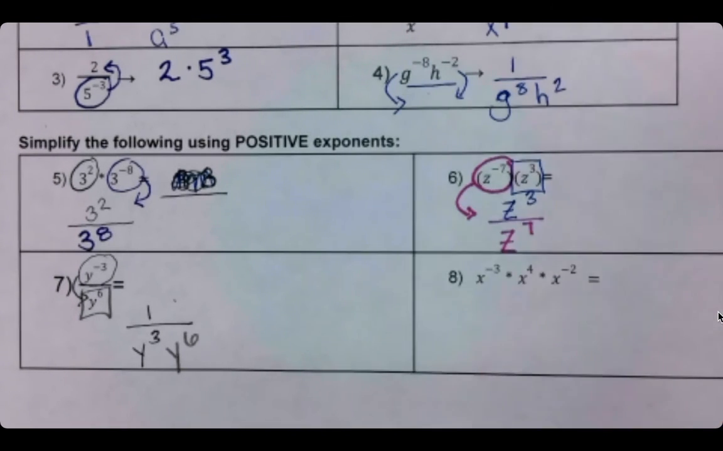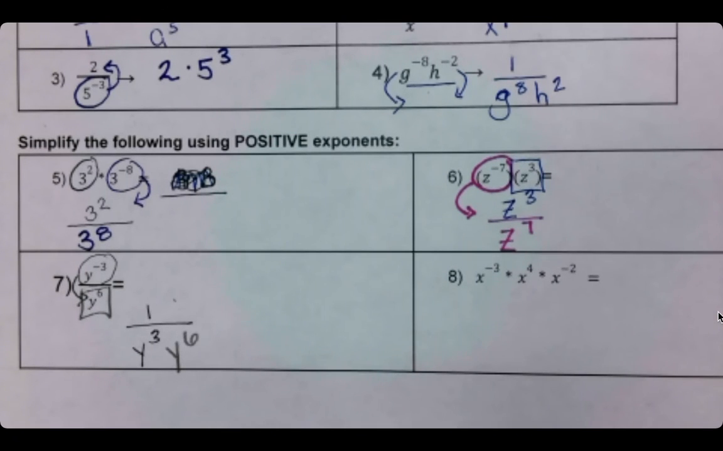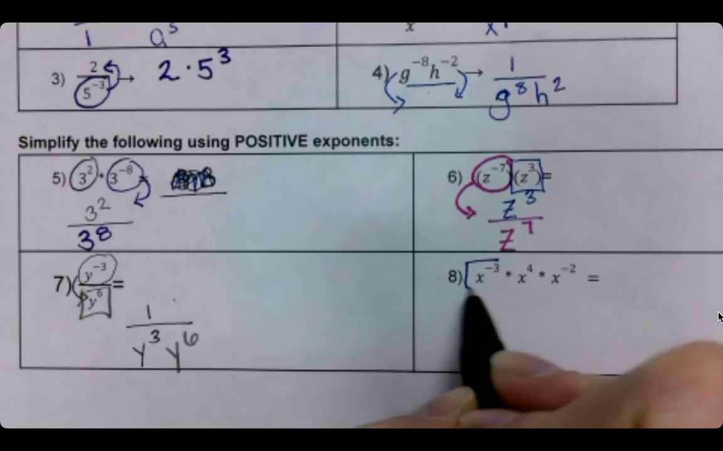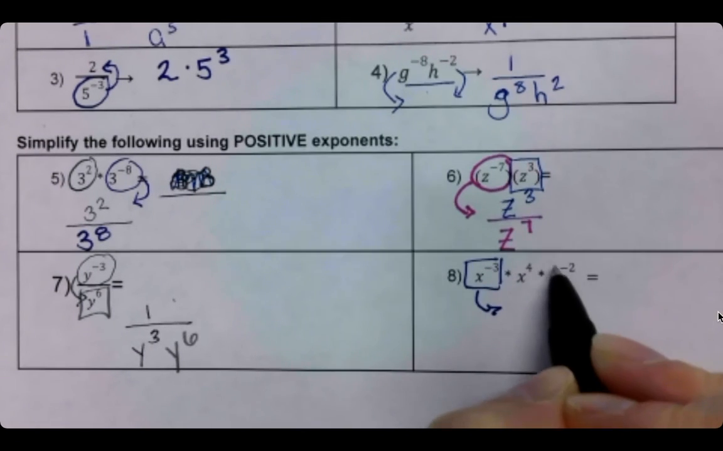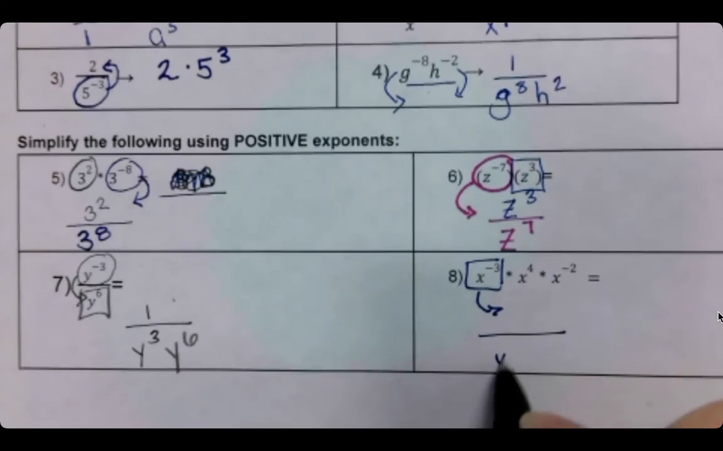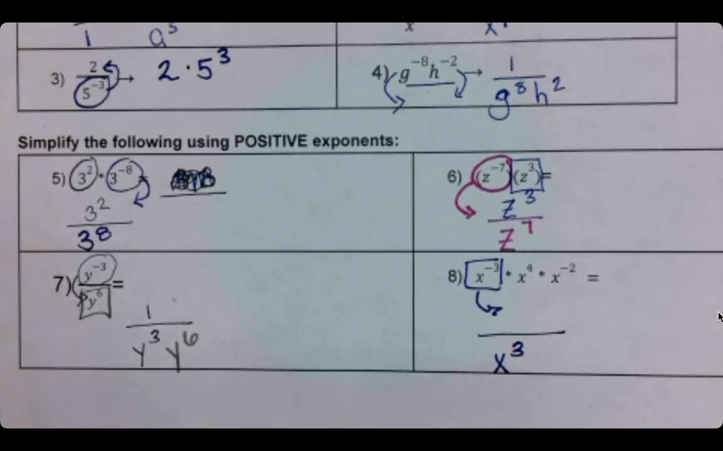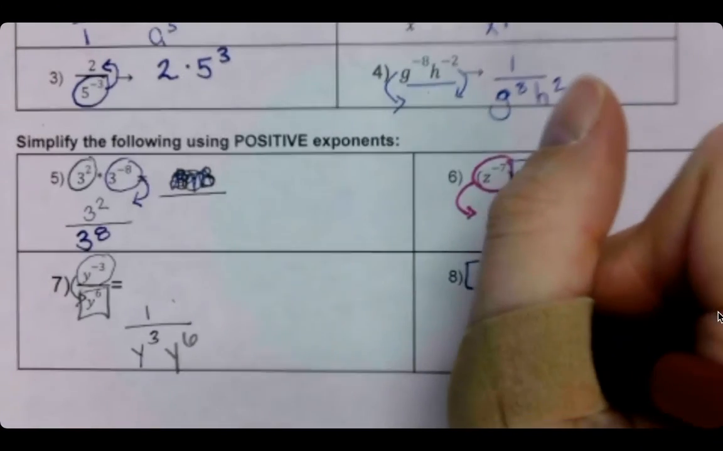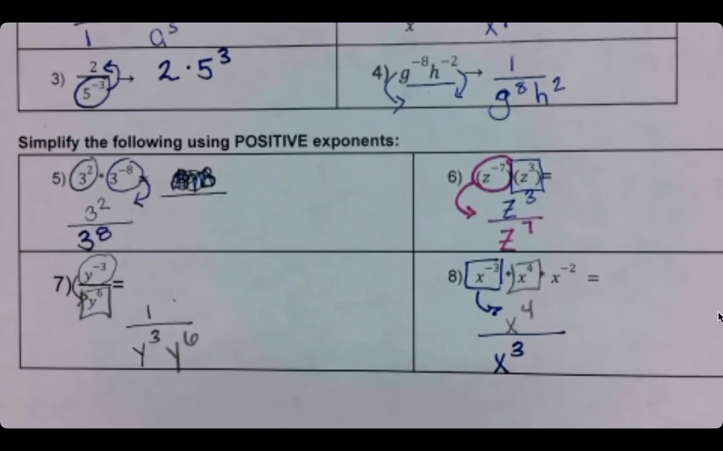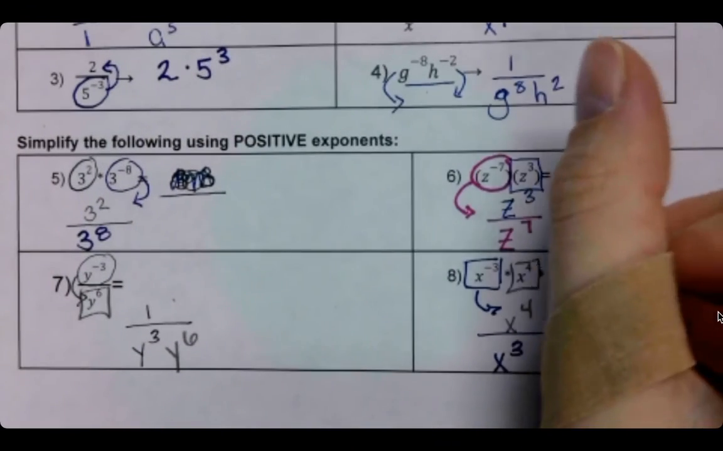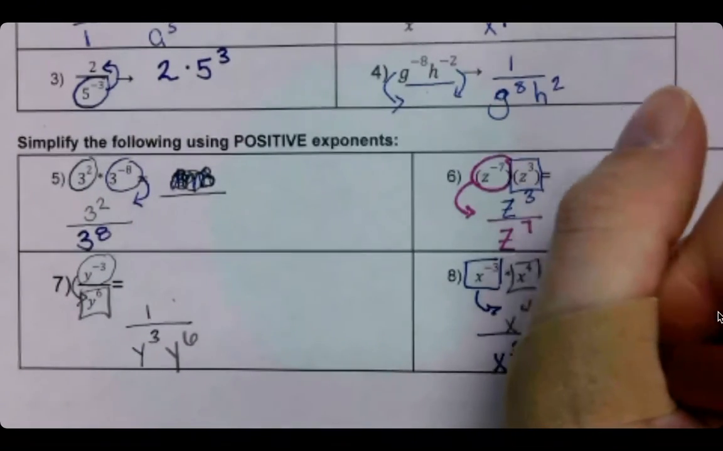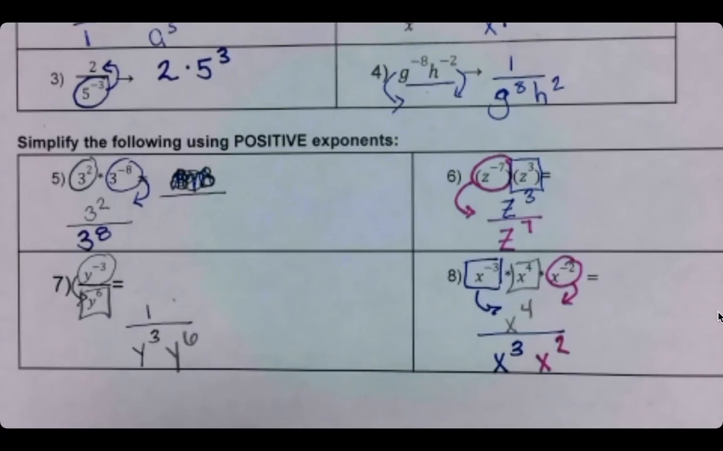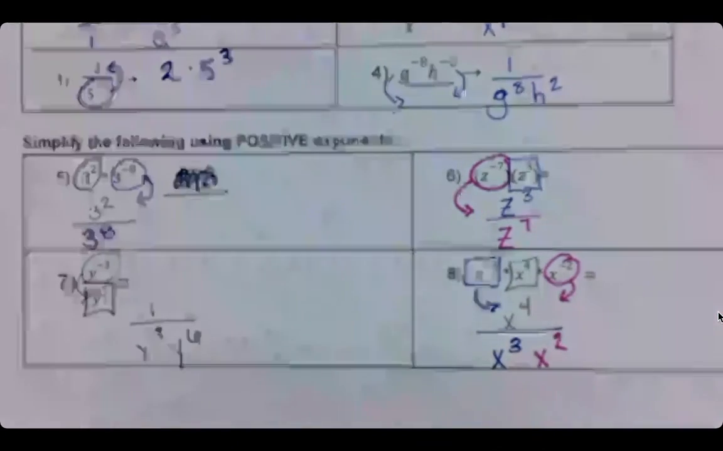One step at a time on 8, do the same thing. Welcome back. We should have moved that one to the bottom. We should have kept x to the 4th on top. And we should have moved x to the negative 2nd to the bottom as well. Biggest thing here is, again, changing it to a positive.